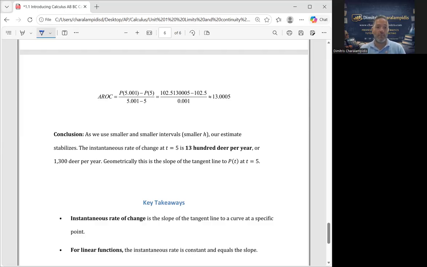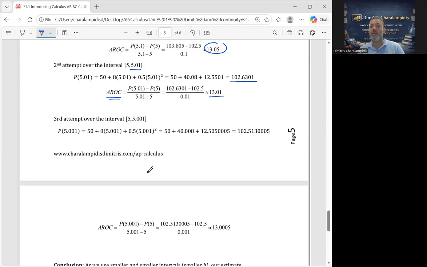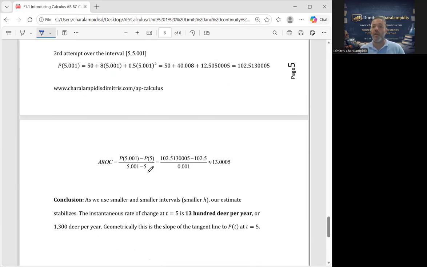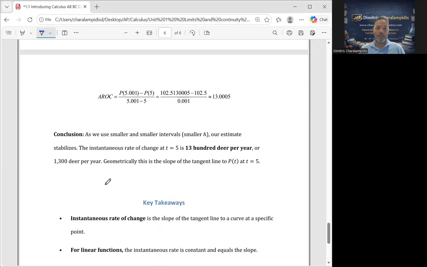Let's see what happened throughout this process. As our interval becomes smaller and smaller, our average rate of change approaches the number 13. You can see that it started from 13.05, then it moved to 13.01, and now it moved to 13.0005. Therefore, we can say that the instantaneous rate of change at t = 5 is 13. And because the population is measured in hundreds, that means that we expect to have 1,300 deer per year.